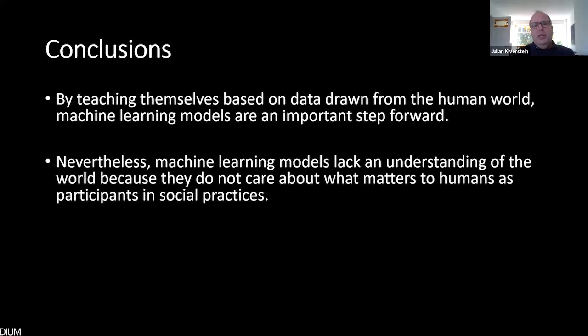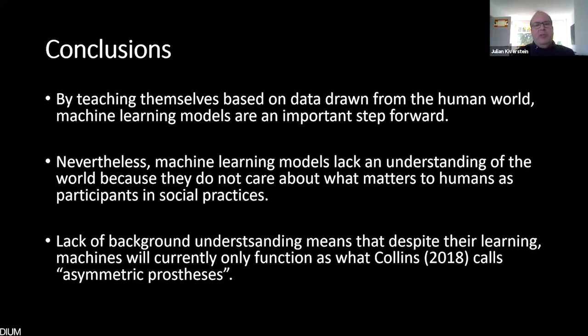But in the end, just like Dreyfus argued for good old-fashioned AI, machine learning models lack background understanding, because they don't, in the end, care about what matters to humans as participants in social practices. So this lack of background understanding means that while machines can learn from us, they will only ever be for us asymmetric prostheses. Prostheses in the sense that they can do some of the things that humans can do that require intelligence, but asymmetric in the sense that they don't themselves participate in the right kinds of ways in our social practices.